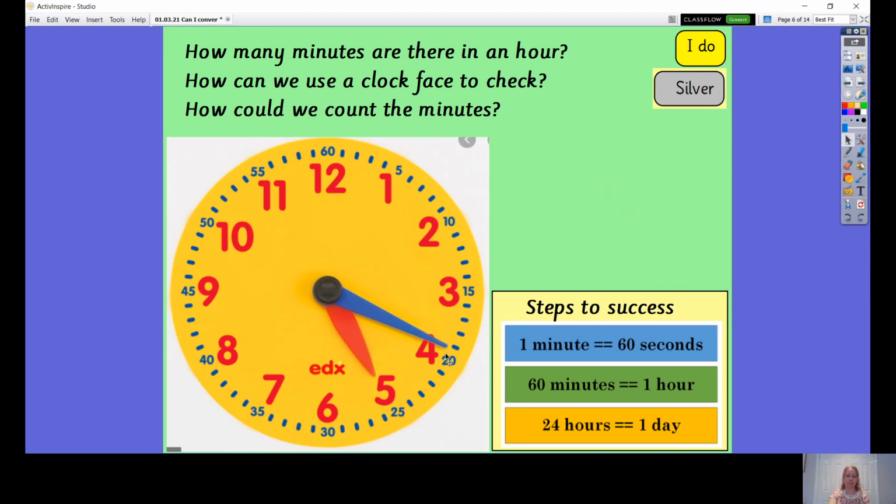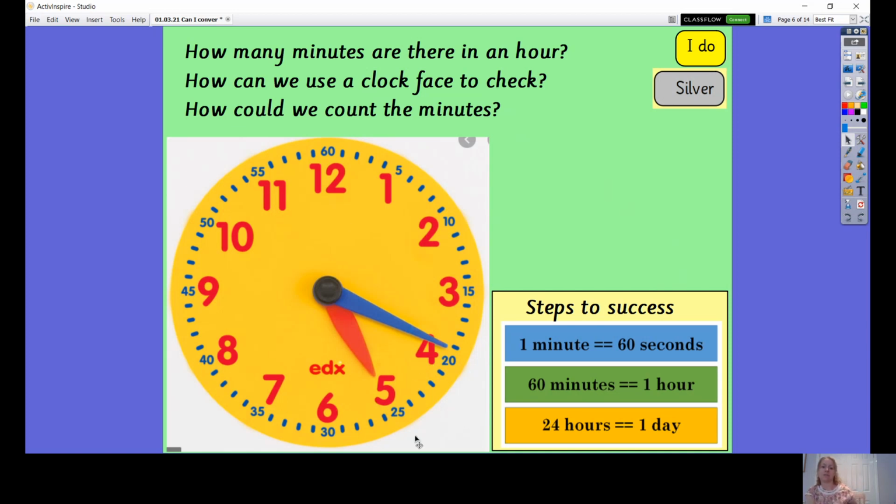So this blue hand here, the longer one, it's usually longer and thinner too. It takes 1 hour. So it's here at the moment, just before the 4. It's on 19 minutes past. And for it to get all the way back round to where it started, wherever it starts, it takes an hour. Okay, and we count those minutes in 5s, which we did in one of the lessons last week, just because they're easier to count.